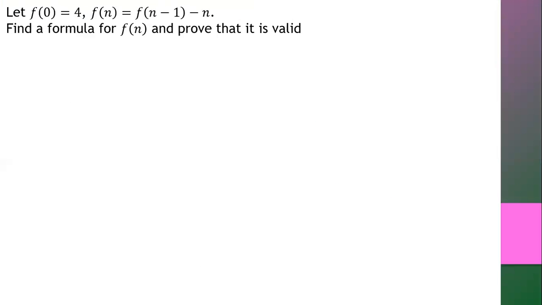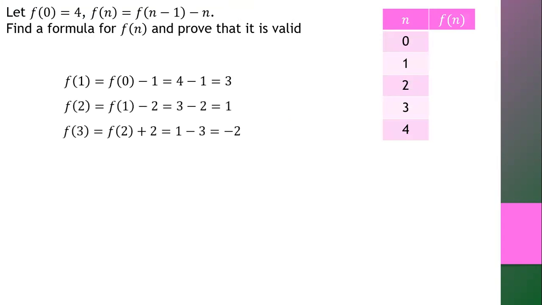Let's try another. Let's let f of 0 equal 4. So that's the defined first step. The recursive definition is going to be f of n is equal to the previous step minus n. So let's find a formula and again show that it's valid. We'll begin by exploring. What does the recursive definition tell me the sequence should be? The recursive definition tells me that the sequence is 4, 3, 1, -2, -6. And I don't know about you guys, but when I look at that, no guess is jumping off the page at me. So I'm going to need a different technique.